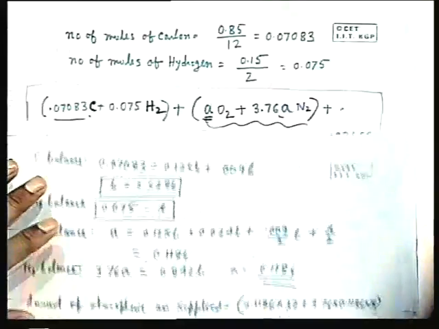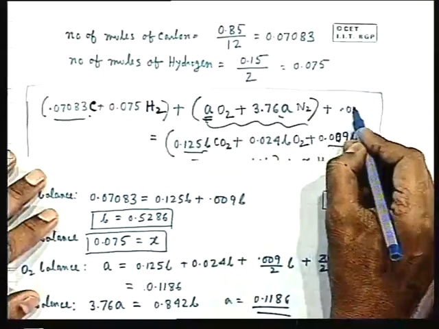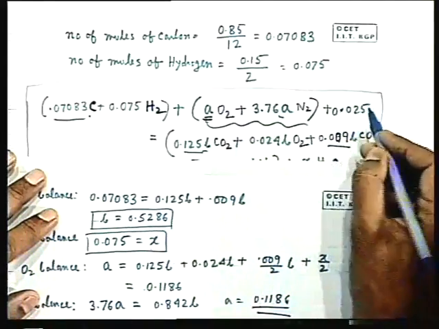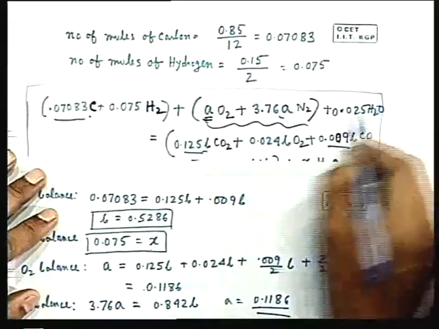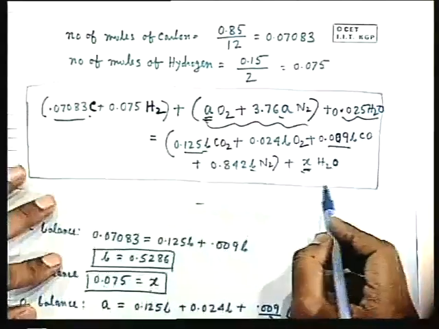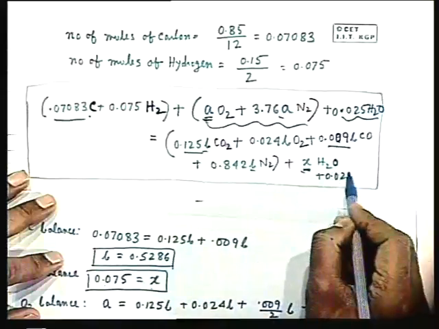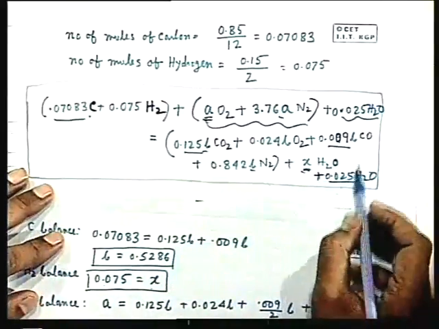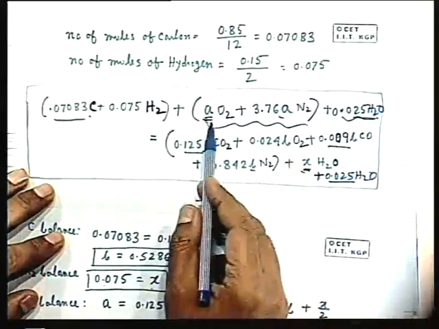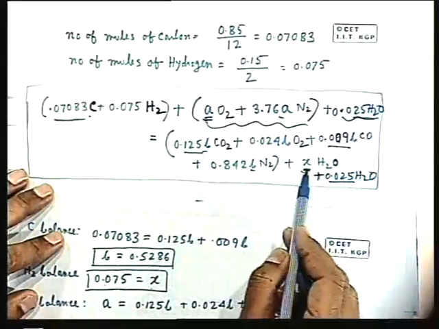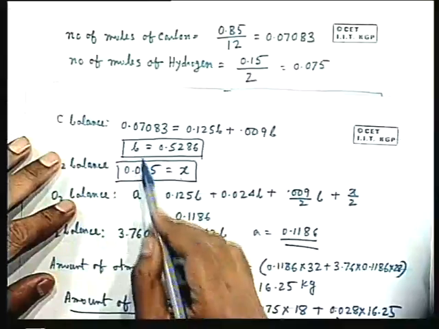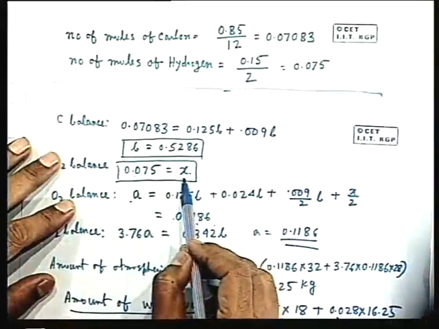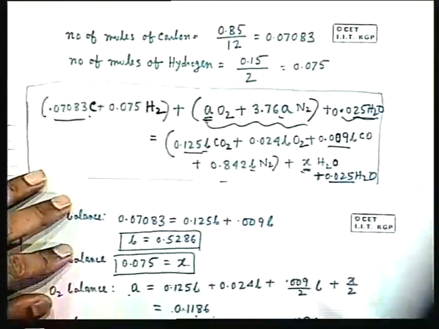That means when you write the equation, you will have to write here 0.025 H2O, because this will not come from here, it is already there and this will be added, 0.025 H2O apart from this X. I could not write this initially because I did not know this value. So now putting the values of A, B and X as you have got, A is 0.1186, B is 0.5286 and X is 0.075, you can write the equation.